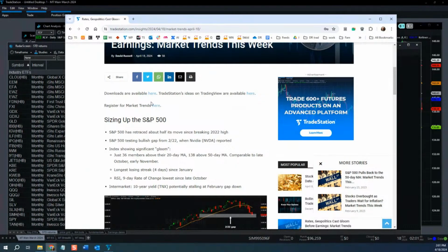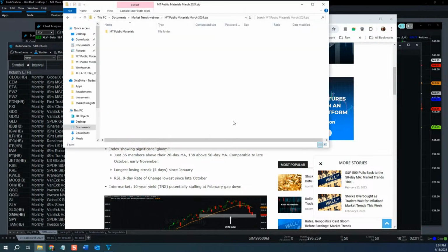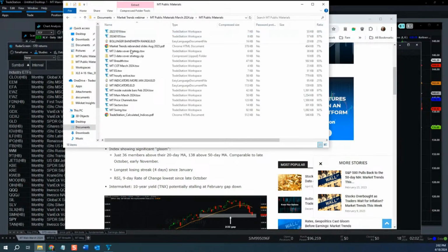Also, in this article, we have a link to a zip file. And if you want to actually use some of the work, the workspaces we're working with, some of the tools we're using, if you go to the zip file, this is what it looks like. If you go into it, it says MT public materials. Inside of there, you're going to see a series of workspaces and a series of ELDs. What you want to do is double click on the ELDs first. That will import studies into the TradeStation platform.